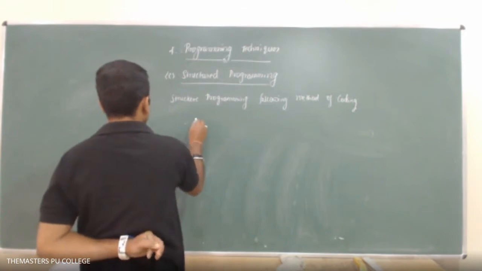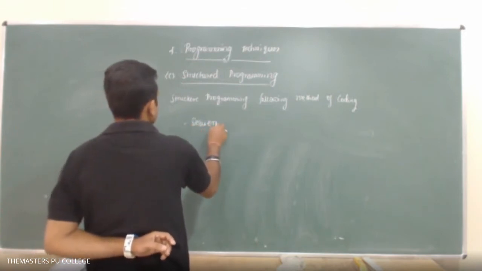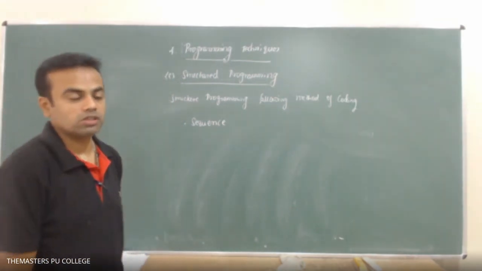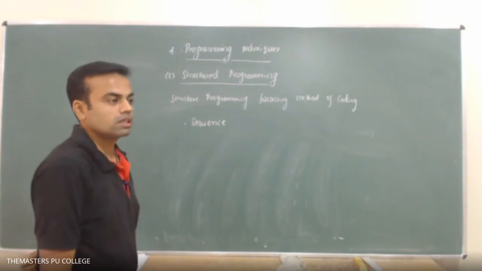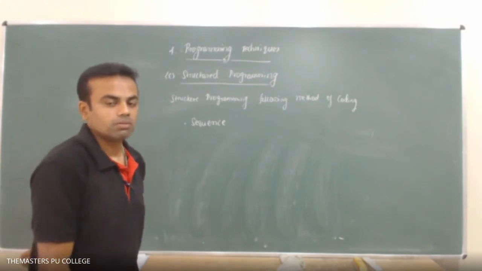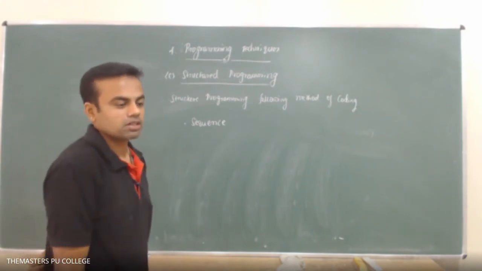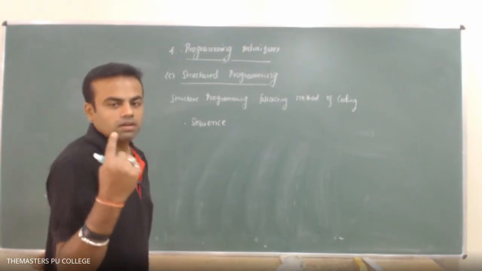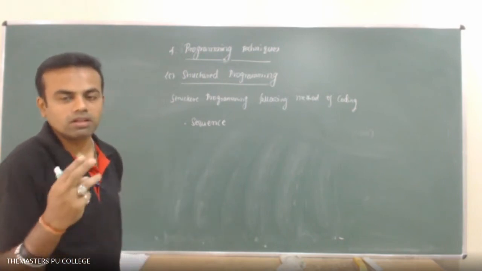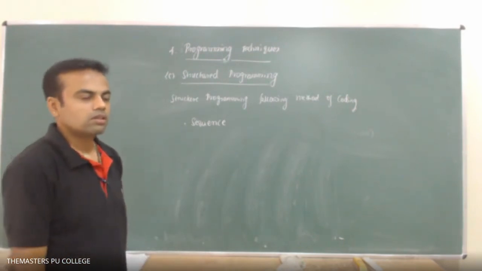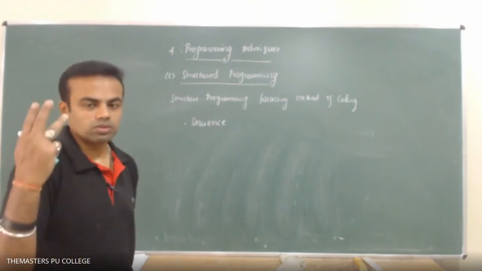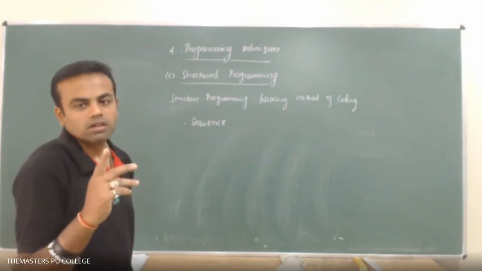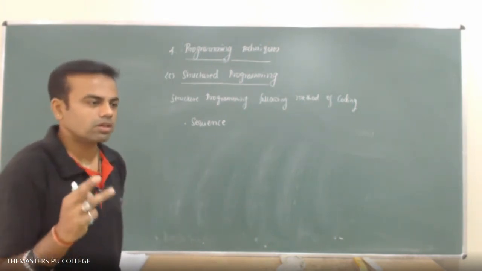First one, sequence. So what do you mean by sequential? Do you remember this sequential statement? In the program structure, we have defined the sequential step, then decision making, and then iteration. So three structures we have defined in programming structure: sequential, conditional, and then iteration.